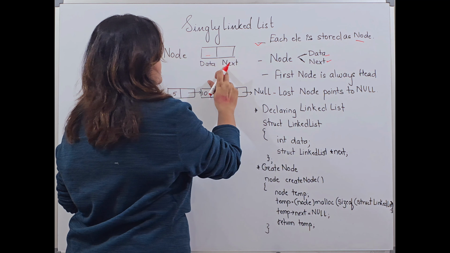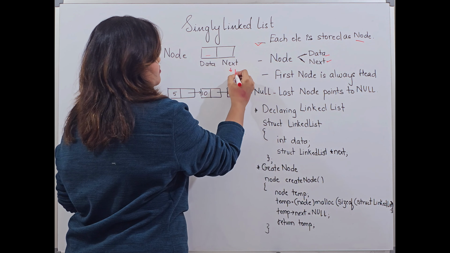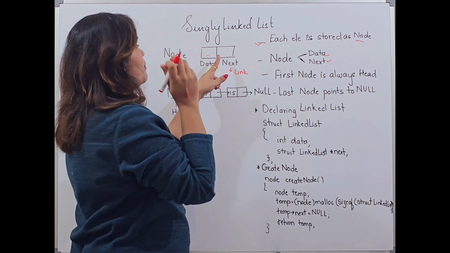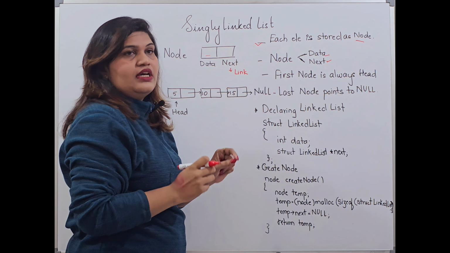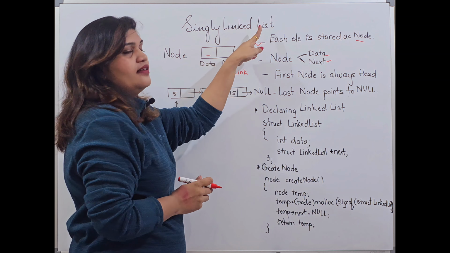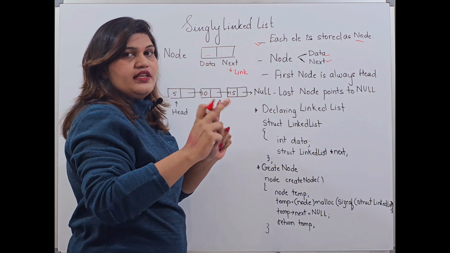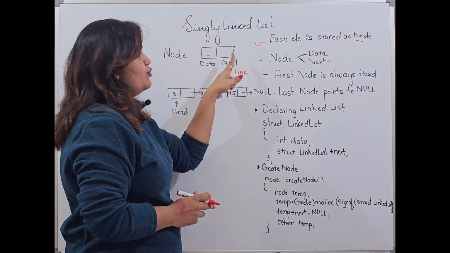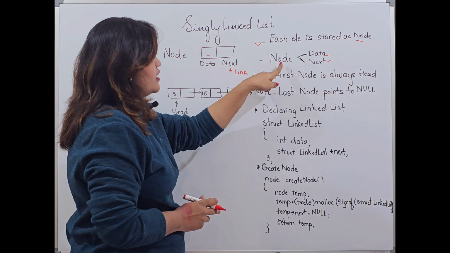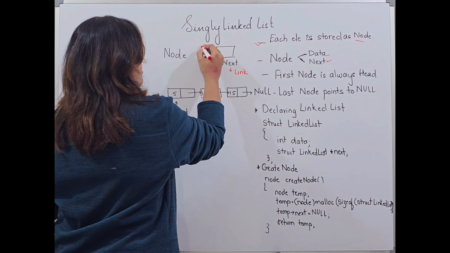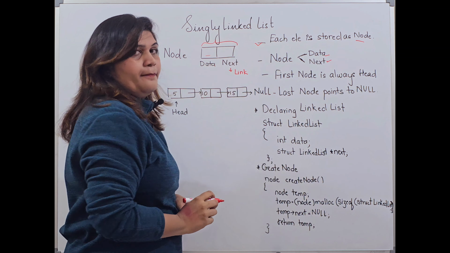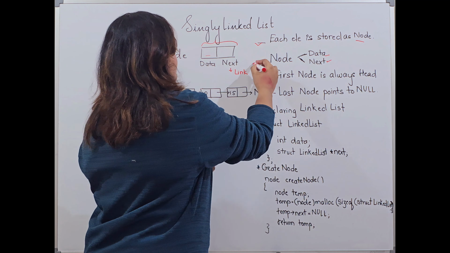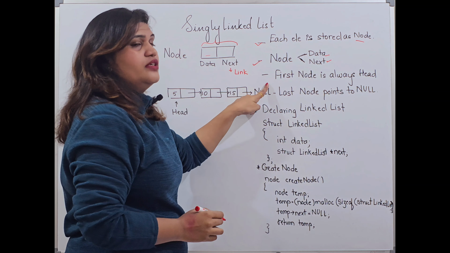What is this next? This next is going to be a link. This particular part is going to be a link to your next node. That's why we call it a linked list, a list which is linked to each other. So your next will hold the link to your next node. And this together is called a node.